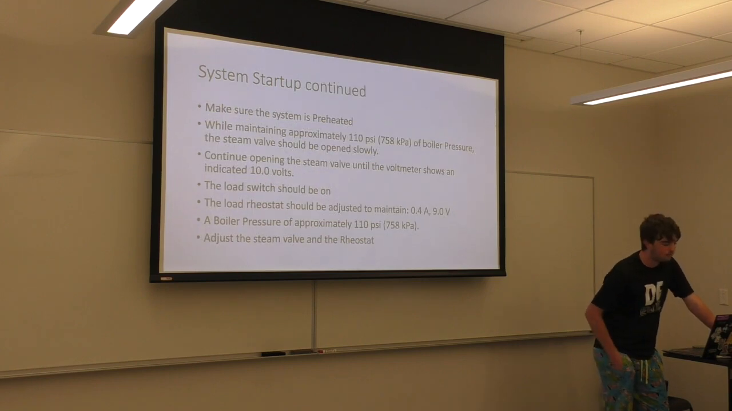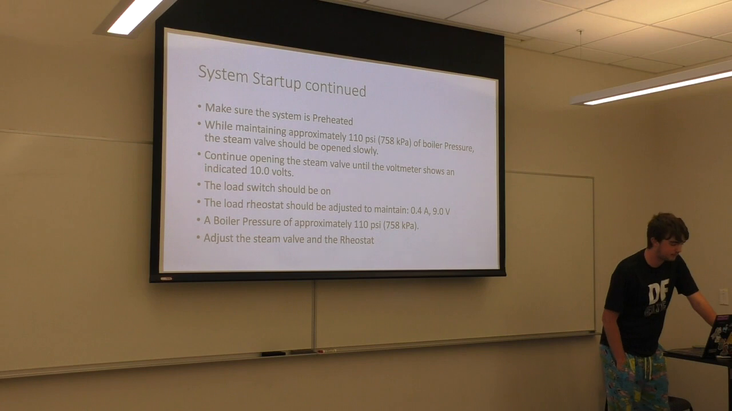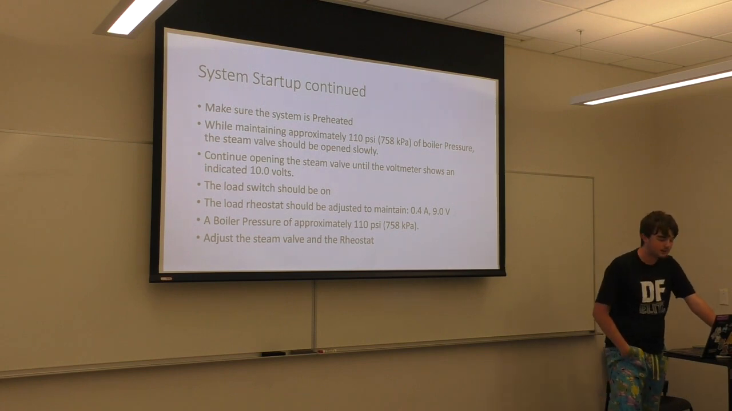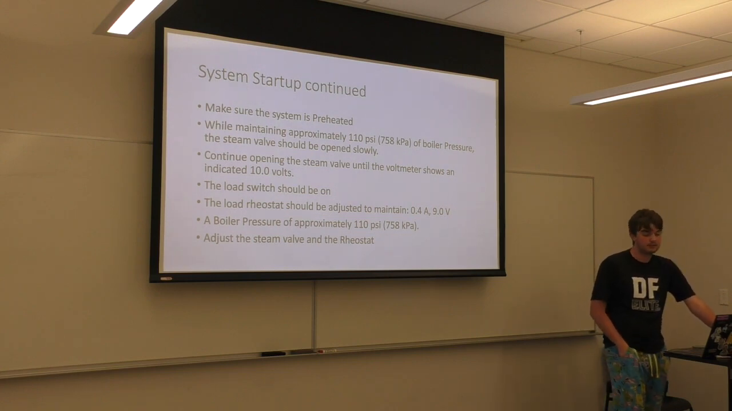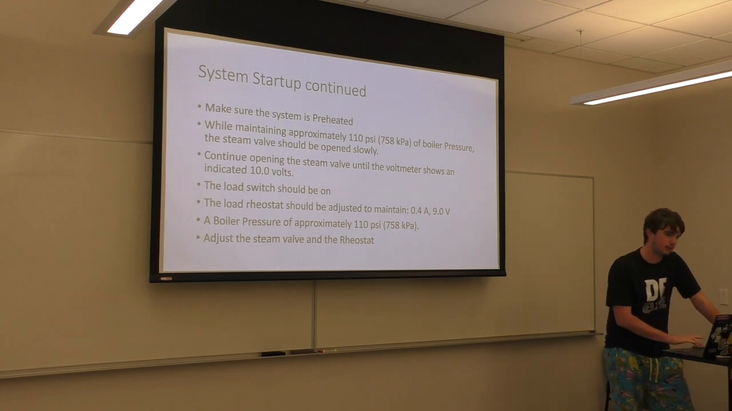Continuing, make sure the system is preheated, which takes about 6 to 8 minutes. After that, you maintain approximately 110 psi boiler pressure, and the steam valve should start to open slowly. Then continue opening the steam valve until the voltmeter shows an indicated 10 volts. The load switch should be on, and the load rheostat should be adjusted to maintain 0.4 amps and 9 volts. The boiler pressure again should be 110 psi, and then adjust the steam valve and the rheostat.